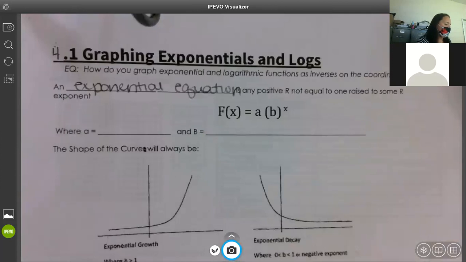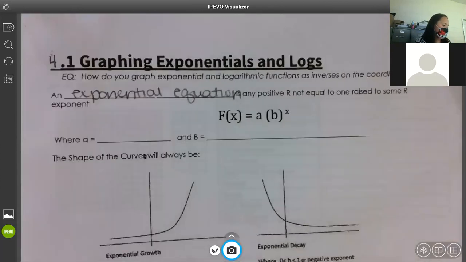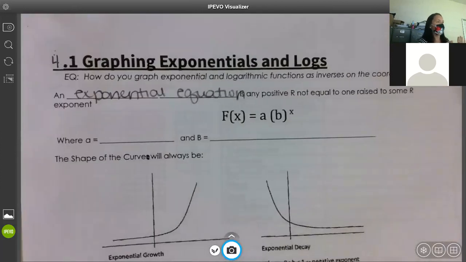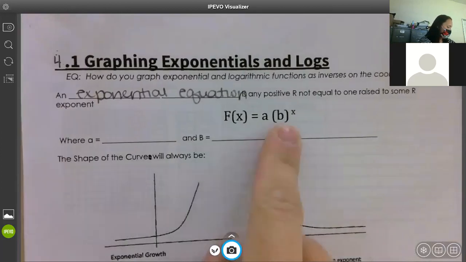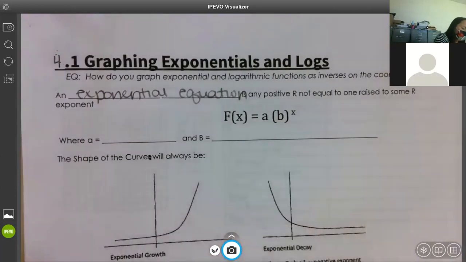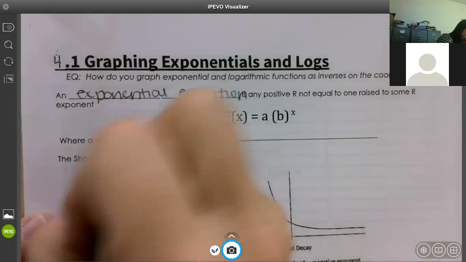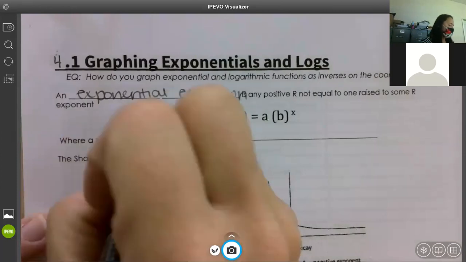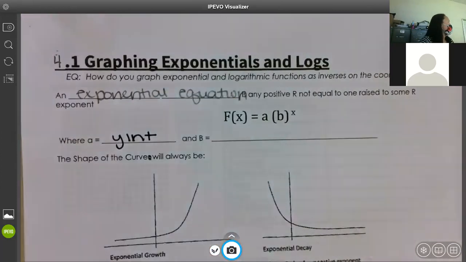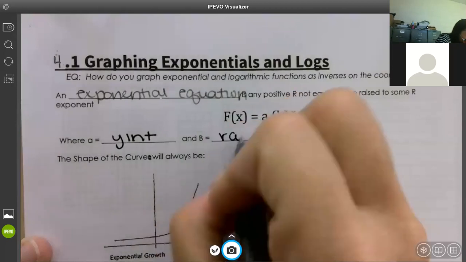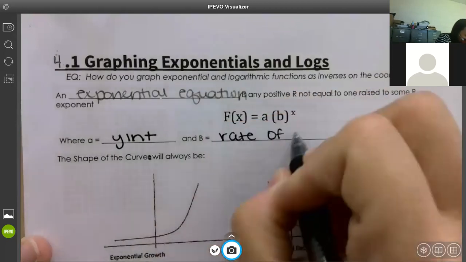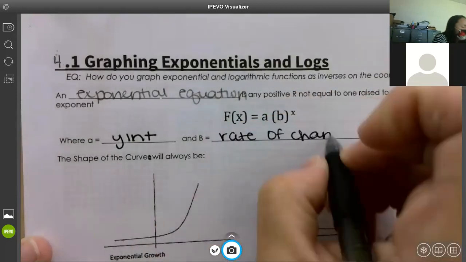All right, an exponential equation is any positive b not equal to 1 raised to some real exponent. That doesn't really matter, this is an exponential equation, and we already knew that. So a is going to equal the y-intercept. Now that could change depending on if we have a transformation. And b is your rate of change. In Math 1, you might have heard it called the multiplier.